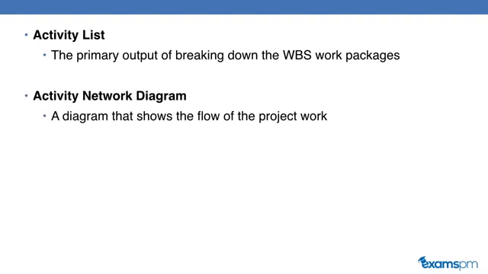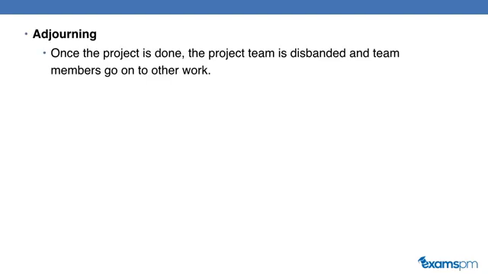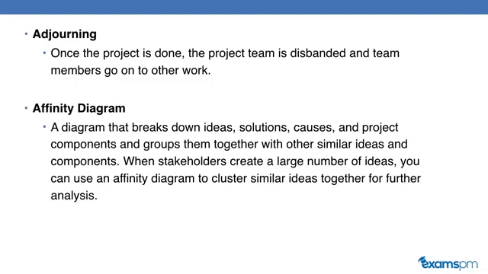Activity network diagram. This is a diagram that shows the flow of the project work. So which activity comes first, then which activity follows, and so forth. Actual cost. This is the actual amount of money spent on the project to date. Adjourning. Once the project is done, the project team is disbanded and team members go on to other work.